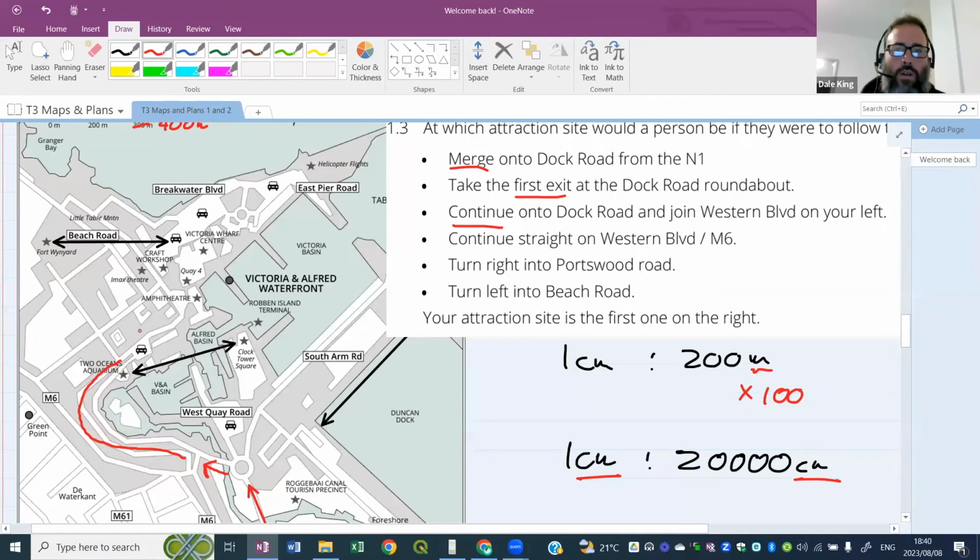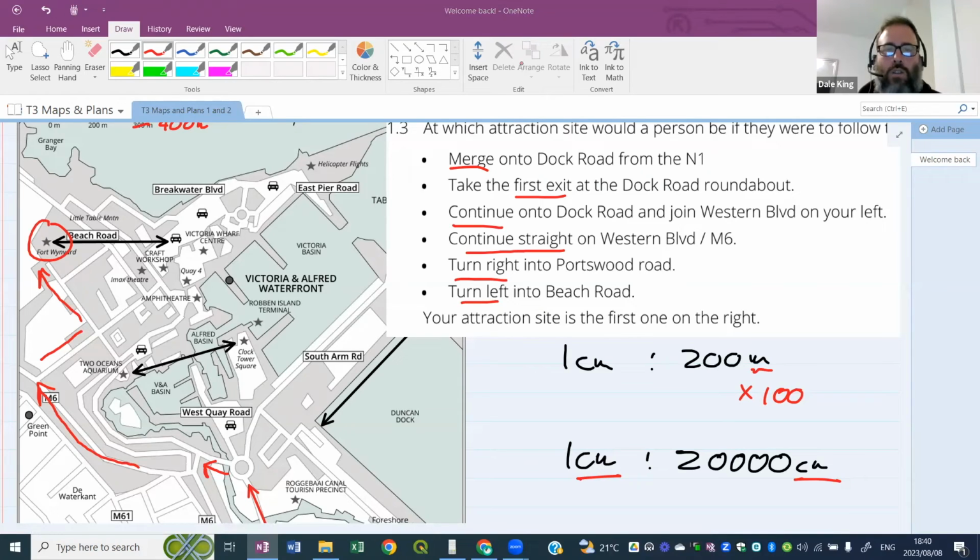Continue straight on Western Boulevard. Or the M6. Oh, there it is there. There's the M6 there. Turn right into Portsmouth. Oh, so it must be going this way. Turn left into Beach Road. All right, so I think this is what they're talking about, guys. Without road names it's a little bit difficult, but I think this is what they're talking about, ending up at Fort Windward. All right. But the main thing I want you guys to notice here is the words that they use to describe the directions. Okay. Remember these words. All right. So those are the kind of words that you will use when you give directions.